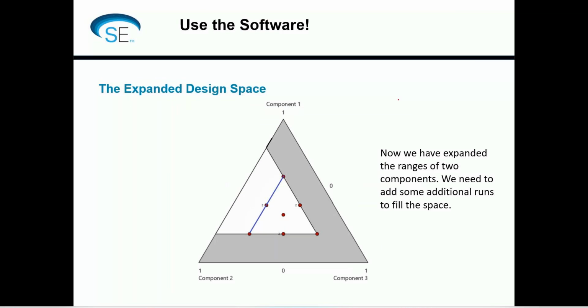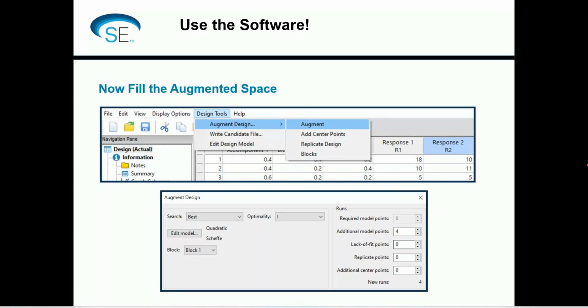So here's what the expanded design space now looks like in our software. We have expanded the ranges of 2 components, and we need to add some additional runs to fill the space. So notice how this blue line here was the original boundary of my space. And now this new white region here, this is just directly from the evaluation, is my new region. But when I do the analysis and the optimization, it's still going to take into account all of these runs that I had done over here. So I'm not throwing anything away. Okay, so this is a way to fill the augmented design space.